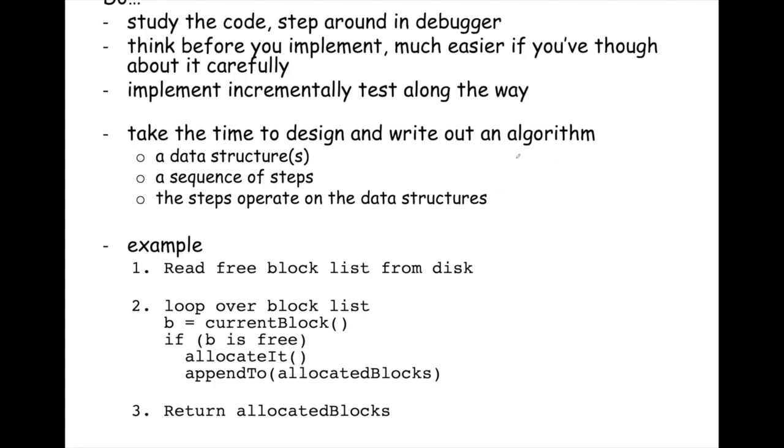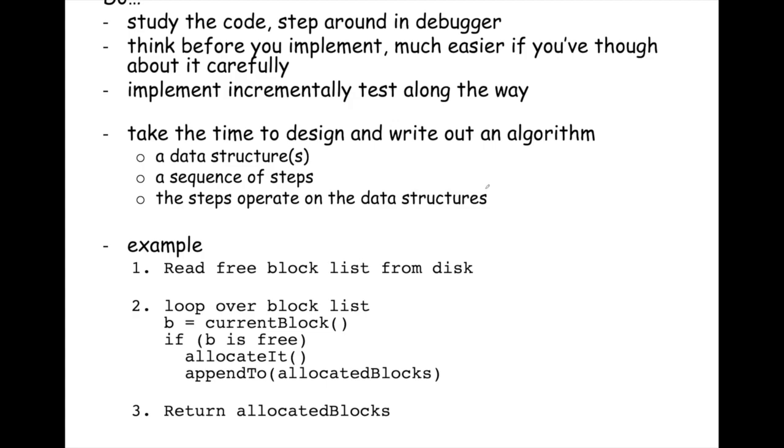What are things you should do? Study the code. Don't just jump in. Understand what the code is doing in all parts before you endeavor to design your algorithm. One good way to do this is to bring it up in the debugger. Start with the main routine in the Main Java class and step through it and just familiarize yourself with how the thing works. Think before you implement. It's much easier if you've thought about things carefully. Exercise algorithmic thinking for this one.